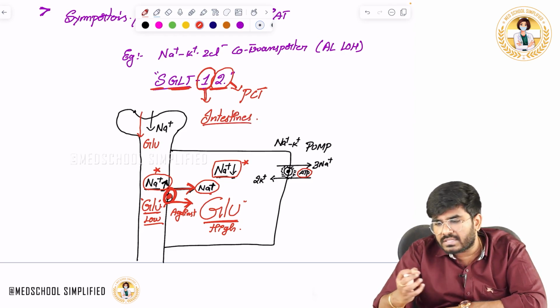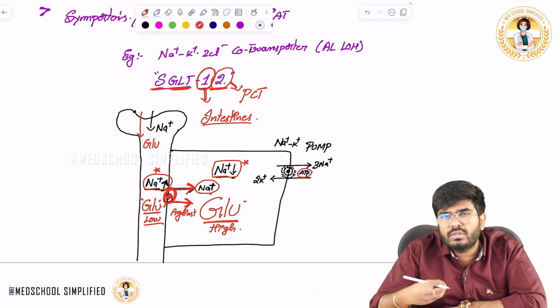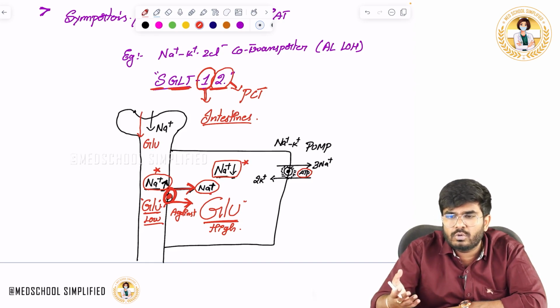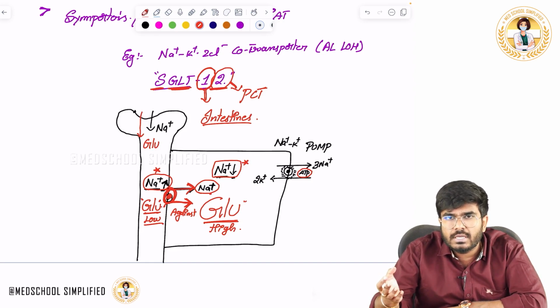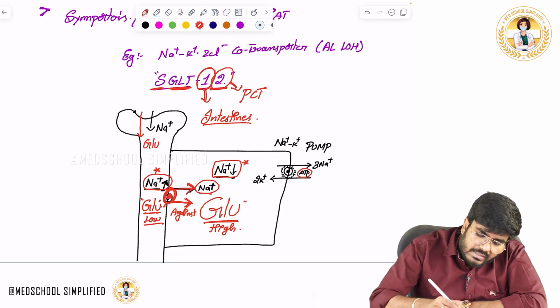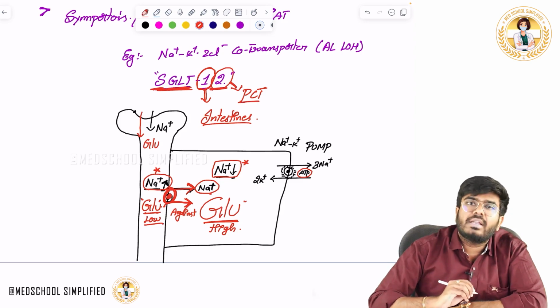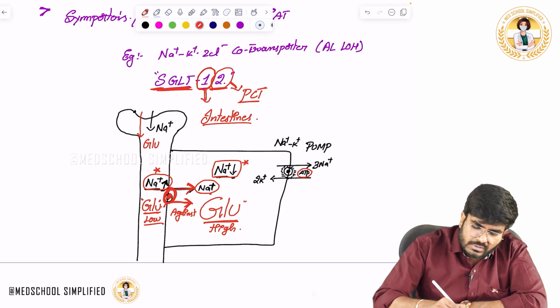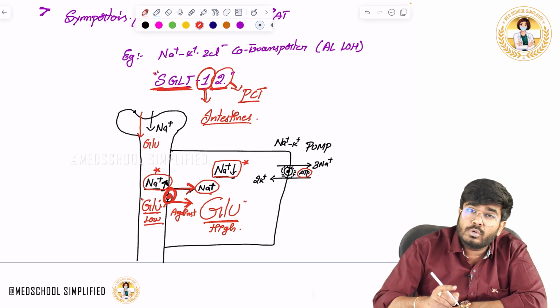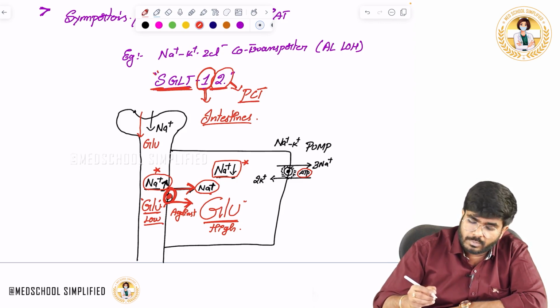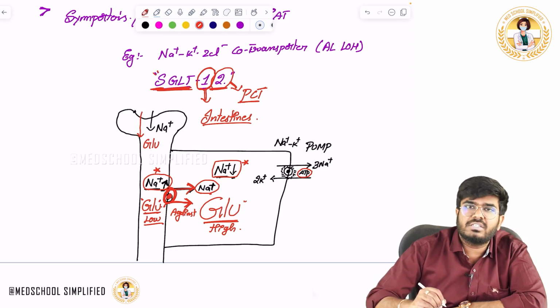So in the intestine, there is glucose absorption. The food you have taken will be digested into glucose. You have to absorb the glucose into the enterocytes. So in your intestines, there is SGLT type 1. SGLT type 2 is present in your nephrons, in the PCT. Sodium glucose co-transporters are examples of secondary active transport because there is indirect use of energy.